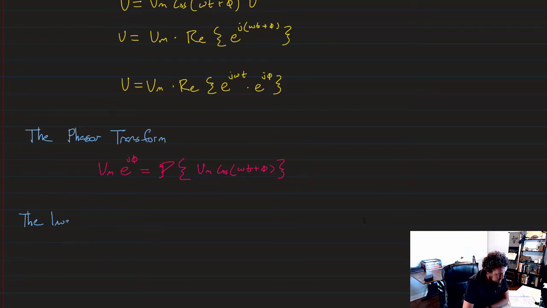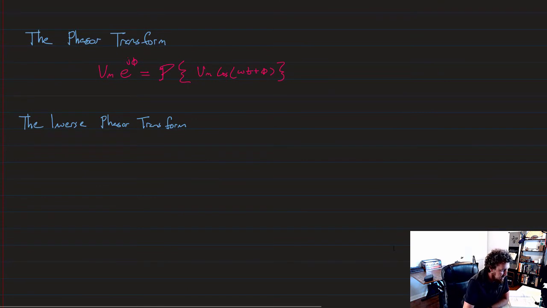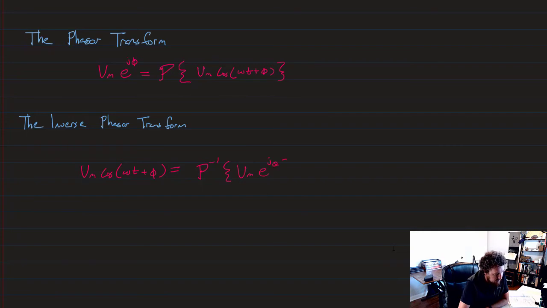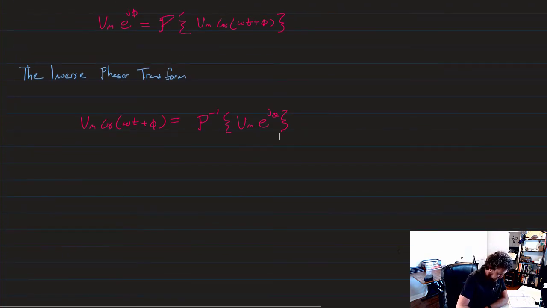The inverse phasor transform is just this in the opposite direction. We'll say that Vm times the cosine of omega t plus phi is equal to the inverse phasor transform of Vm e to the j phi. So those are our phasor transforms.